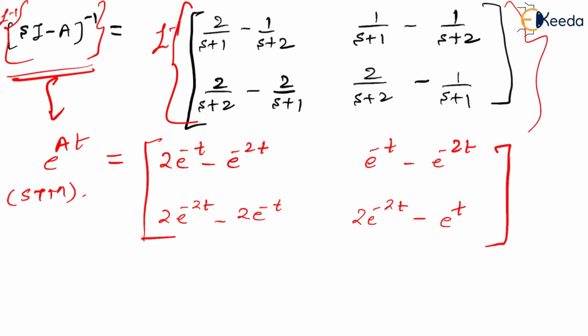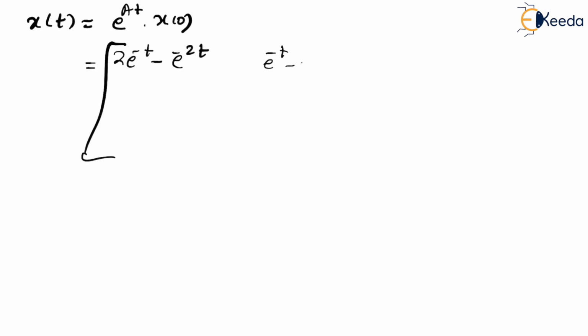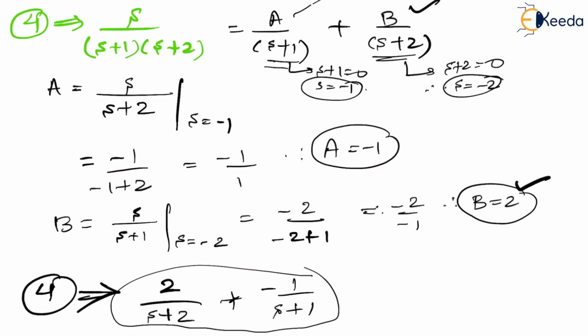So if you just see here, we know that x of t is equal to e to the power At into x naught, right? What is e to the power At? We have seen that it is going to be this matrix, into x naught. What is x naught? X naught is 0 1, which is given.